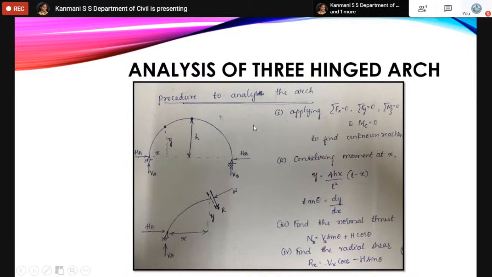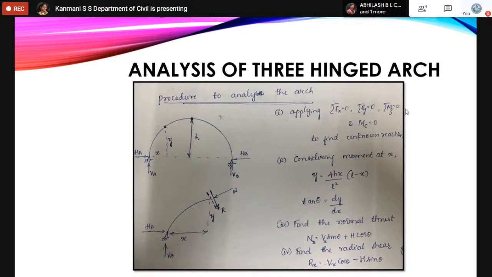Let's see the procedure to analyze this arch. We have around 4 steps. In the very first step, we find the unknown support reactions. In the second step, we find the moment at any section X, for which we put the formula y equals 4hx divided by L squared into (L minus x). And if you want the slope of the arch at any section, then tan theta is equal to the differentiation of the y equation, that is dy by dx.